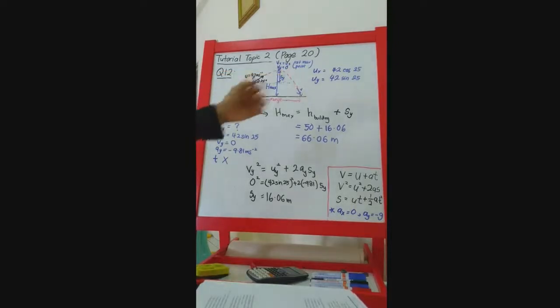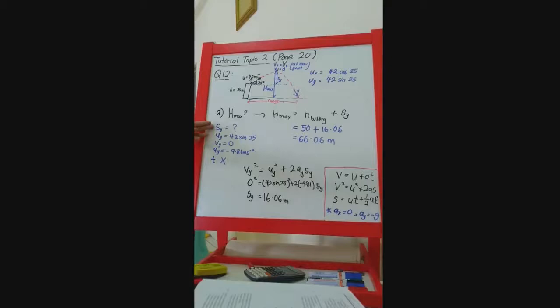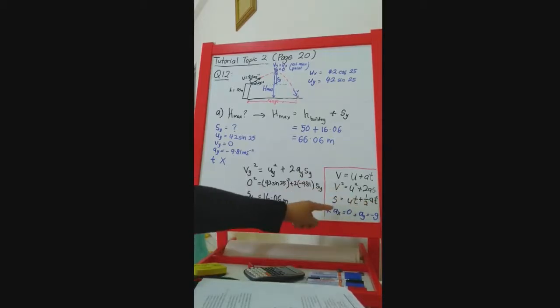Uy we have. Vy is 0. Ay always equals negative 9.81 meters per second squared. And you don't have any information regarding time. Therefore, based on this SUVAT analysis, you want to find s. So therefore, choose the one with s. Second and third one, but you don't have time. Please don't use the third one. Use the second one. Okay?